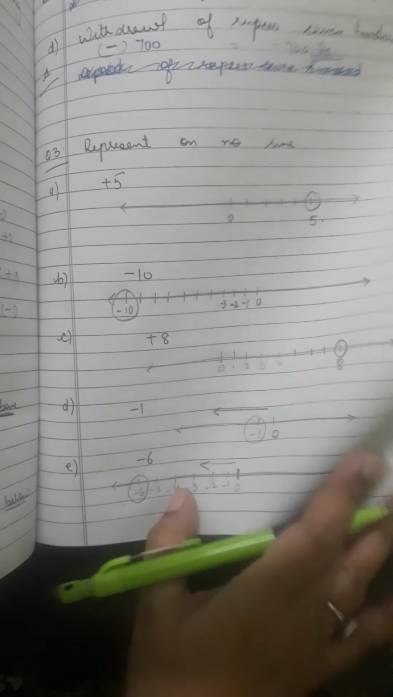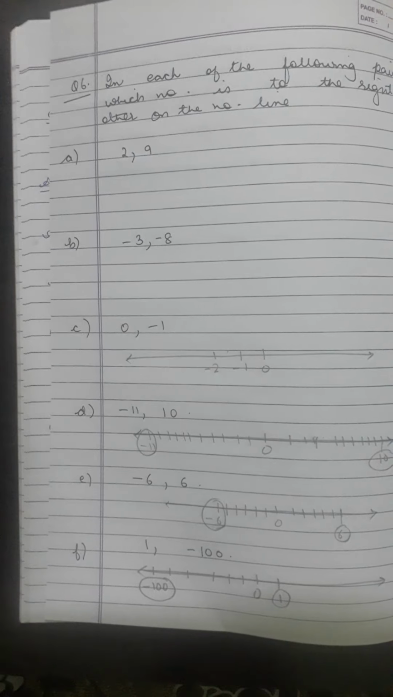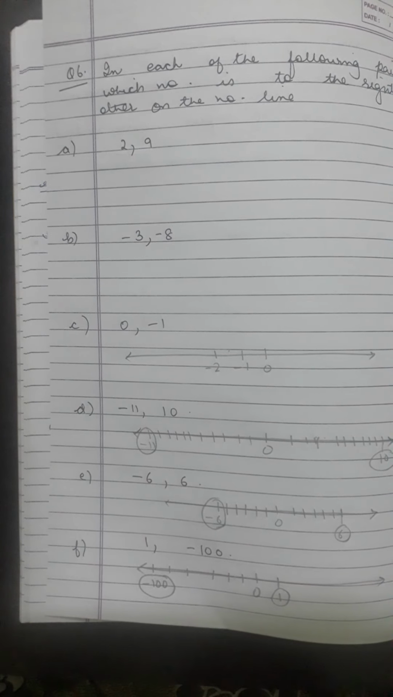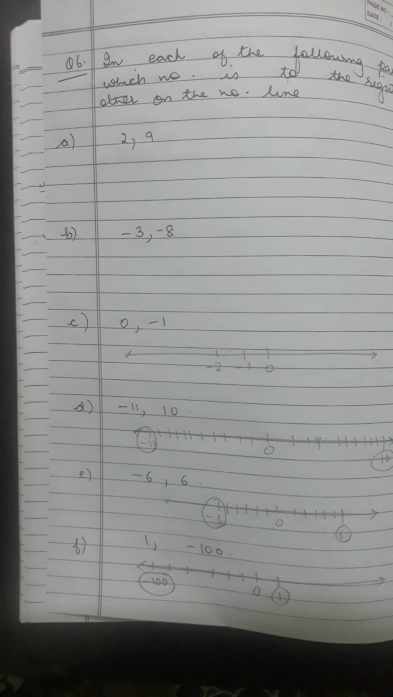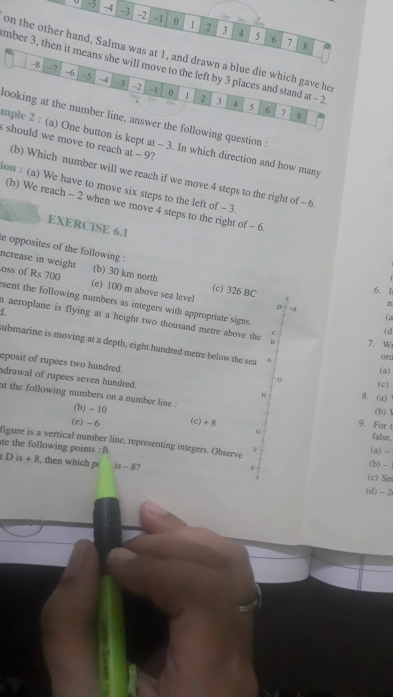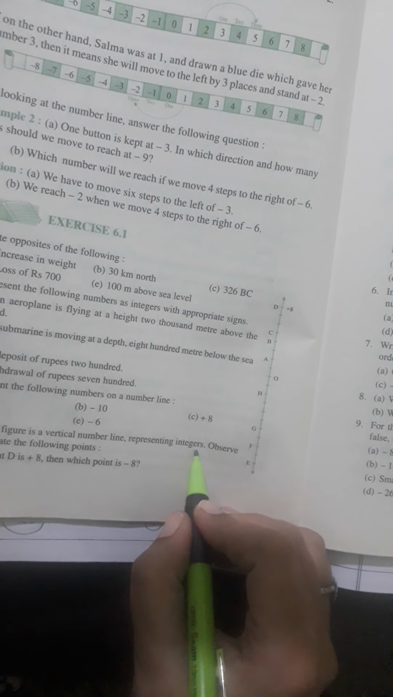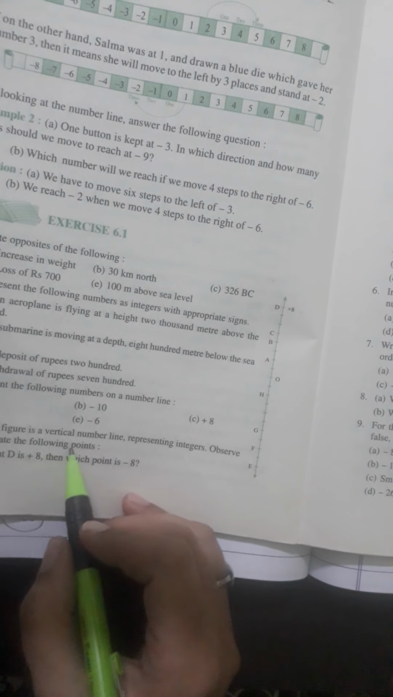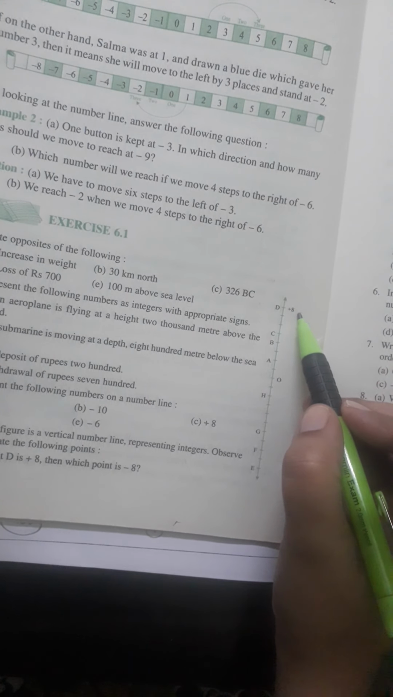Now next question, it is question number 4. You can directly do question number 4 in your books only. So question number 4, here it is. The figure has been given. This is the figure, and here you have to see the adjacent figure. It is a vertical line representing the integers. Observe it and locate the points. So D, it is plus 8. So plus 8 is in front of D.